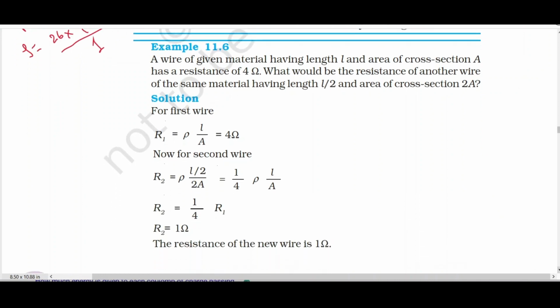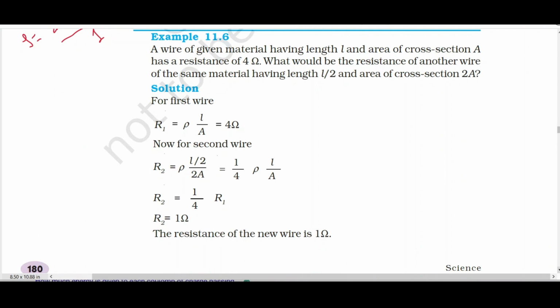Okay, next example. A wire of a given material having length L and area of cross section A has a resistance of 4 ohms. What would be the resistance of another wire of the same material having length L by 2 and area of cross section as 2A?